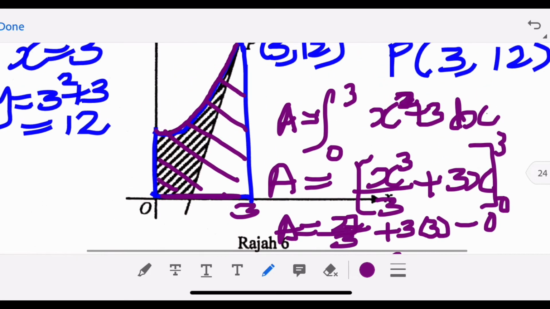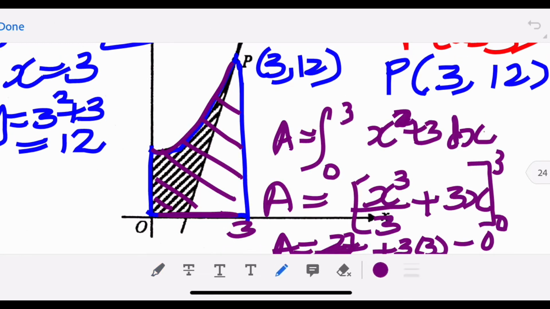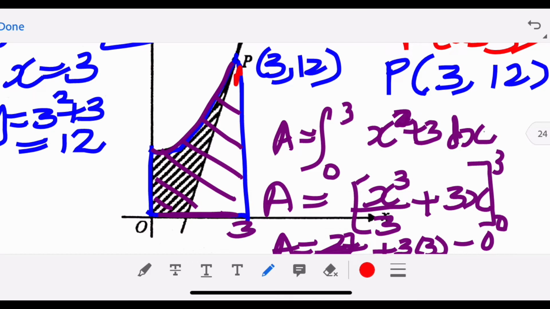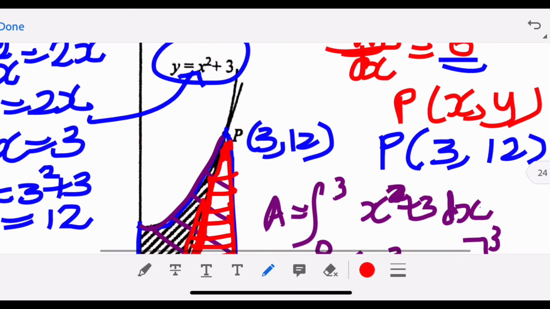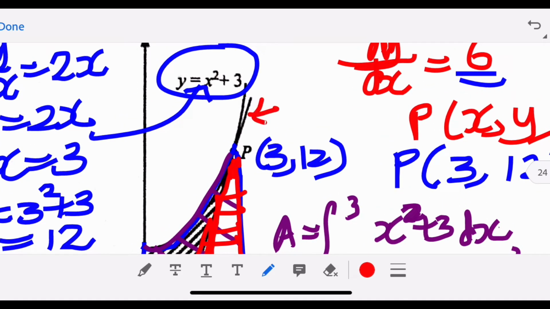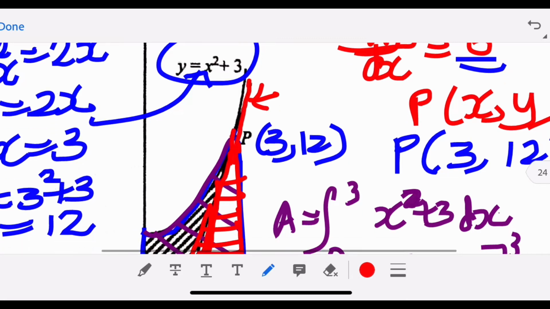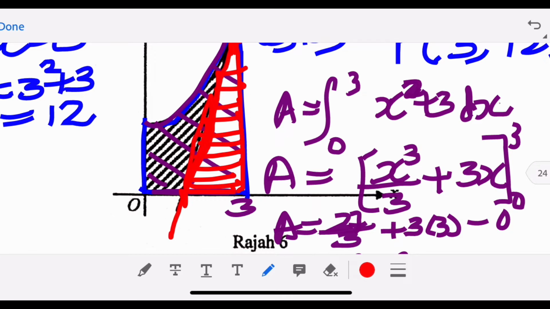But the shaded region does not include the triangle here. So for this triangle, the triangle in red color, we need to minus it out. So in order to find the x-intercept, we will use the straight line. This is a straight line, which is the tangent. Hence we need to form the equation of the tangent. y equals mx plus c. Remember, tangent is always y equals mx plus c.